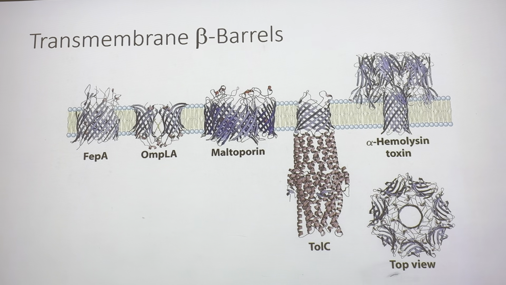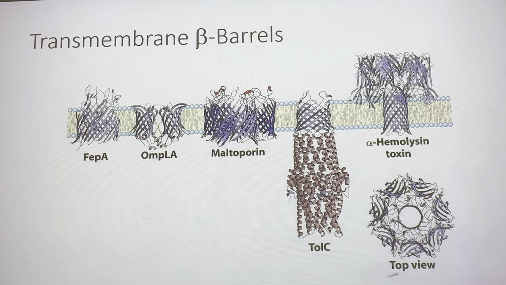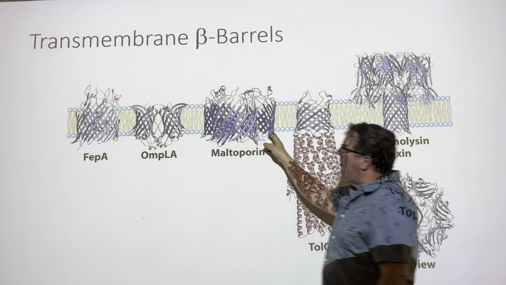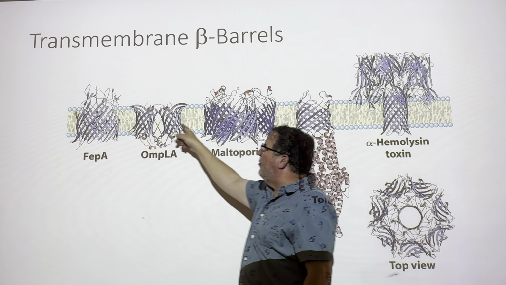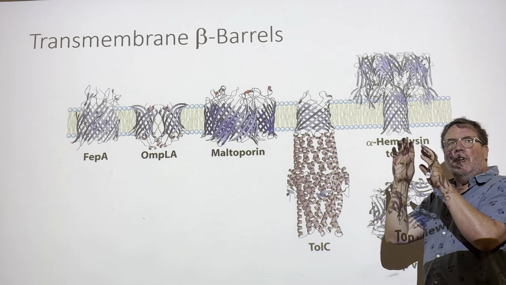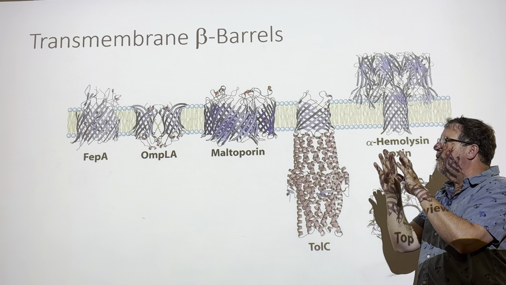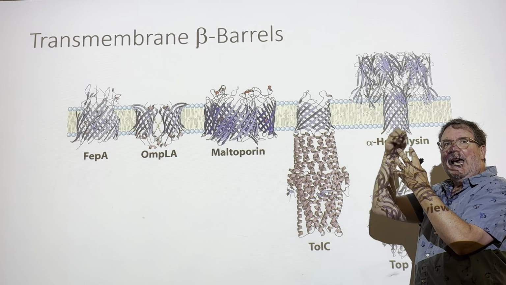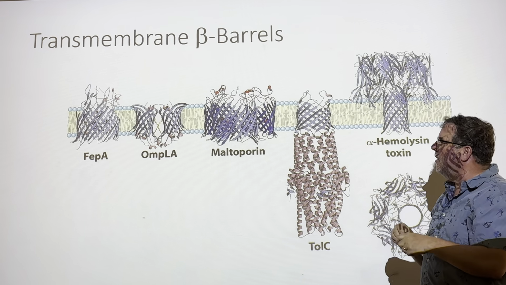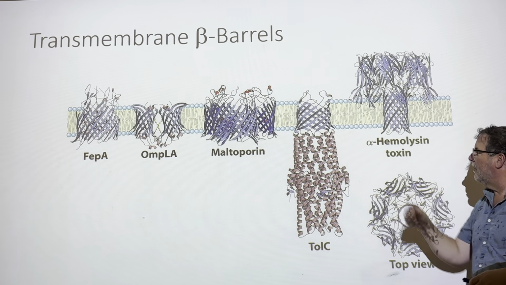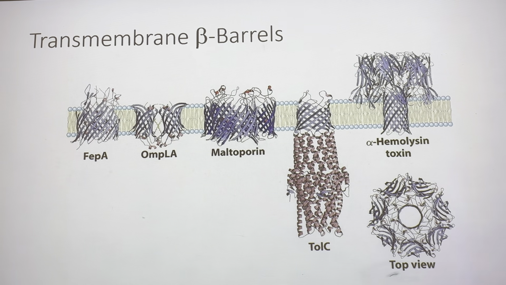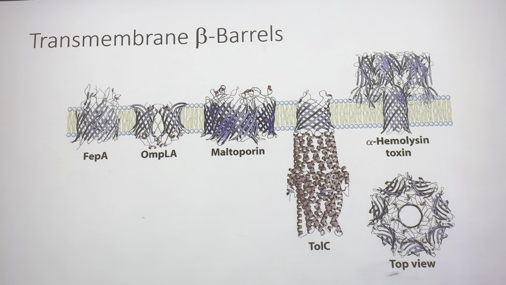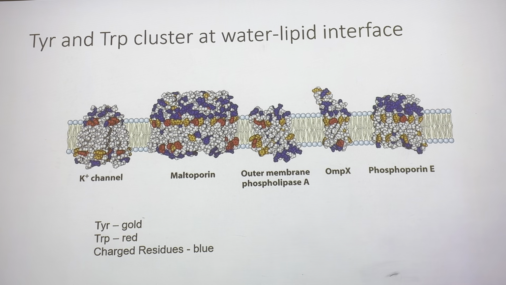Here are some examples of transmembrane beta barrels, where the beta sheets wrap around themselves. What's cool is that this creates a lumen inside the barrel. We're going to talk about transporters and carriers, but this basically provides a space for materials to get in and out across the membrane in a controlled fashion. Here are several different examples of those. Tryptophan and tyrosine tend to cluster at the lipid-water interface.